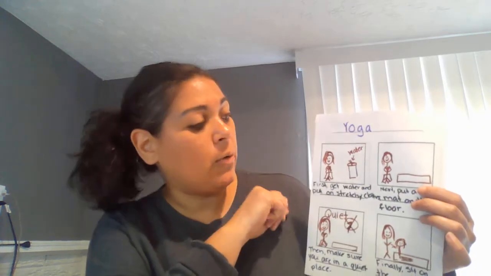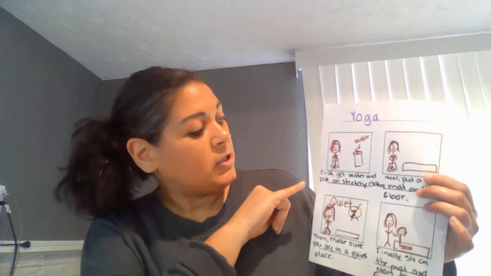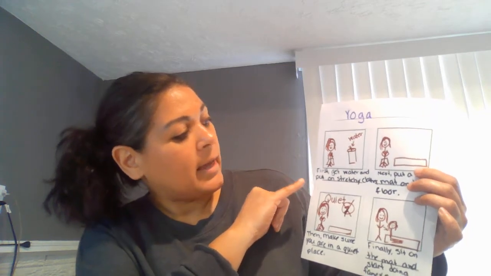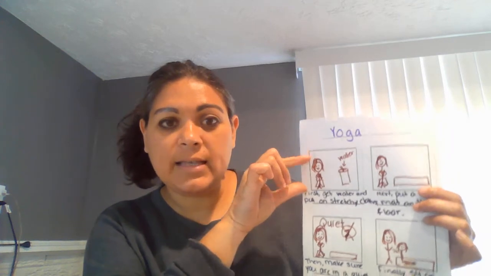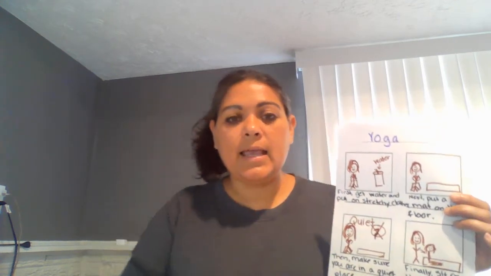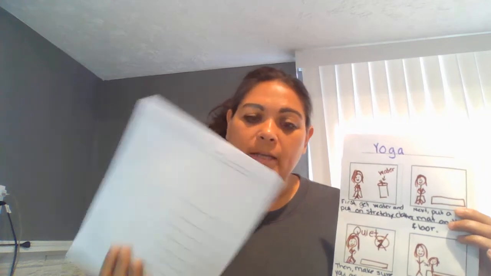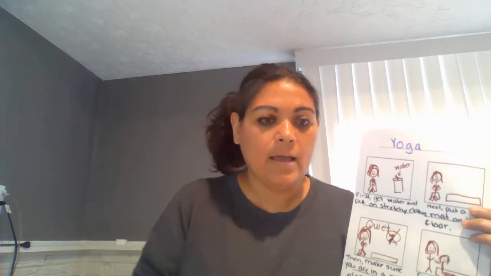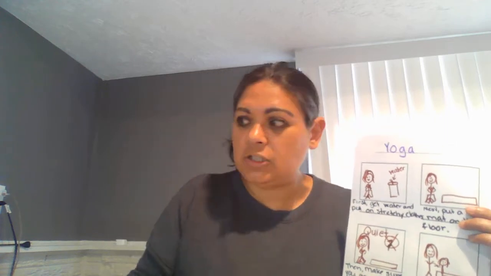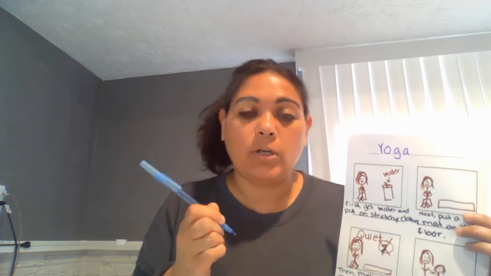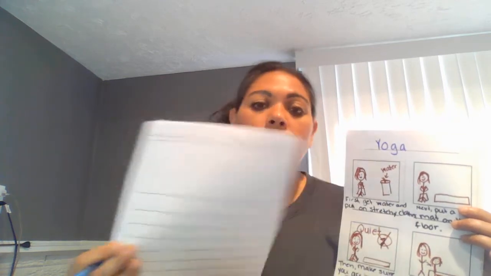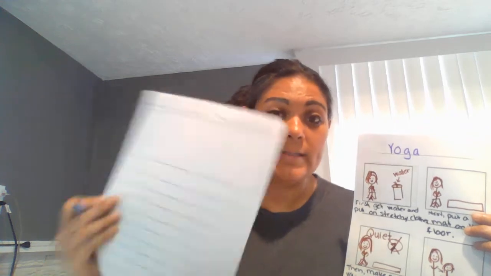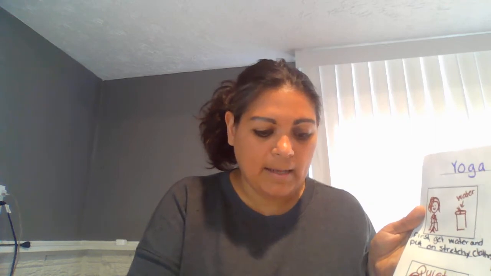My topic was yoga. In my first sketch, first get water and put on stretchy clothes. I'm going to take this sketch and this sentence and I'm going to put it on my first page in my book. Okay, so I'm going to make the sketch. I'm going to use a pen today. I want you to continue using pencil. I'm going to use a pen just for the sake of you being able to see what I'm writing here, okay? So I'm going to go ahead and I'm going to make my sketch.